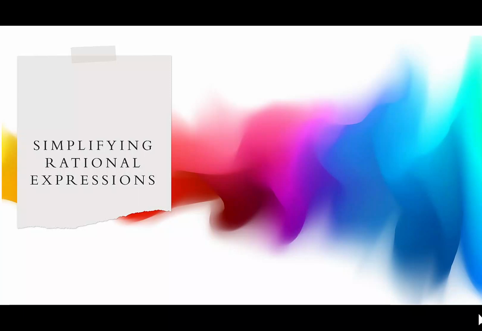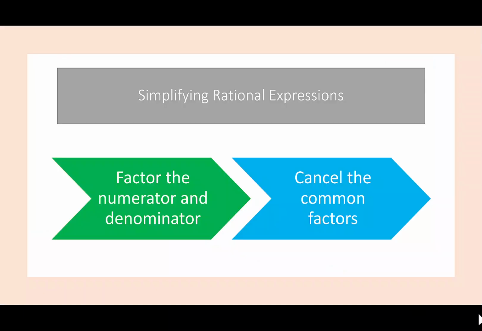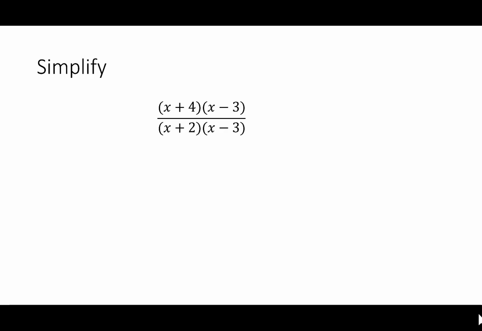Let's take a look at simplifying rational expressions. When we simplify rational expressions, we factor the numerator and denominator and cancel out the common factors. Our first example is already in factored form.